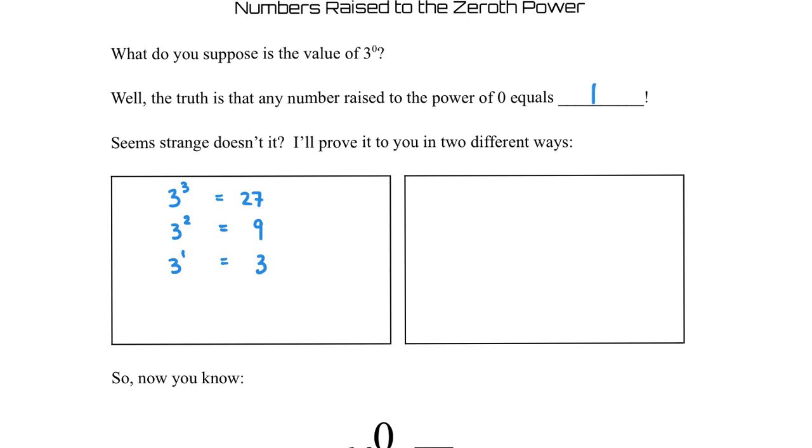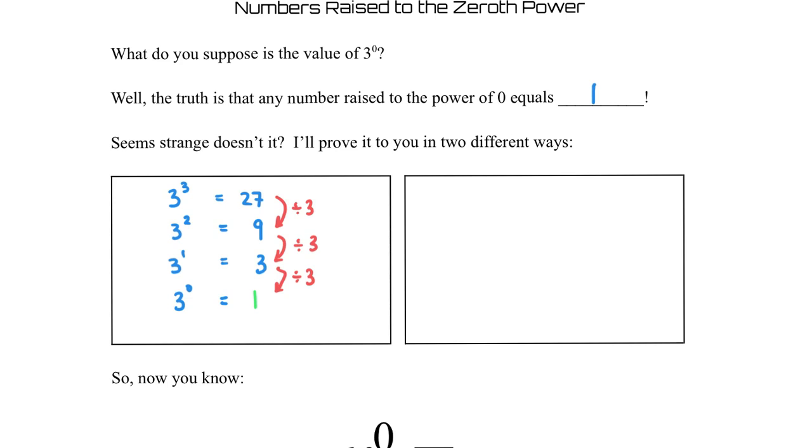So what's happening as I go down this list? Each time, we're dividing by 3. That definitely appears to be the pattern. So if I were to go one more step, I got 3 to the 3rd, 3 to the 2nd, 3 to the 1st, 3 to the 0th. I have to keep the pattern going. So what is 3 divided by 3? Sure ain't 0. It's 1. Okay, so that's one way I can prove it to you.